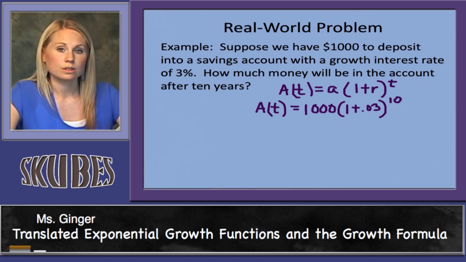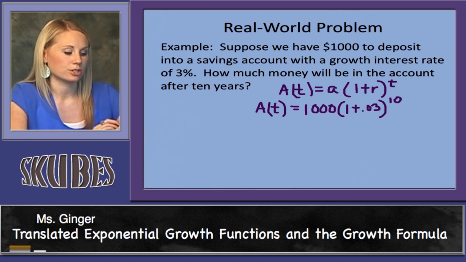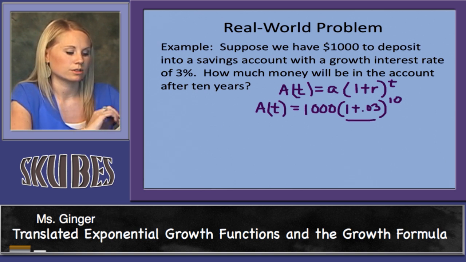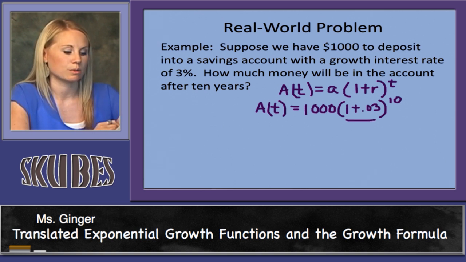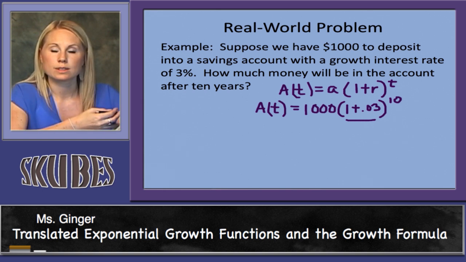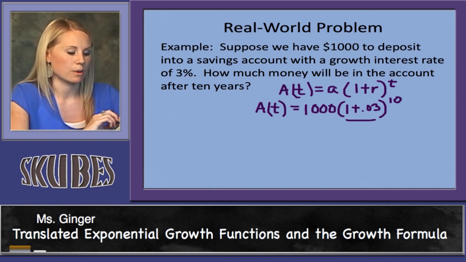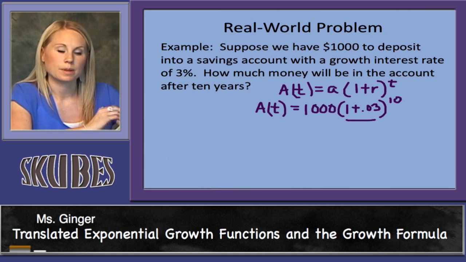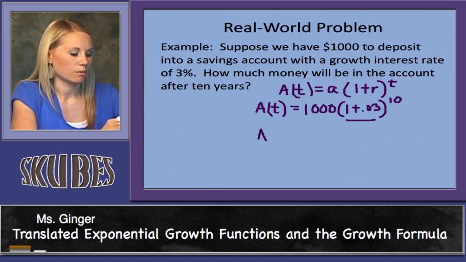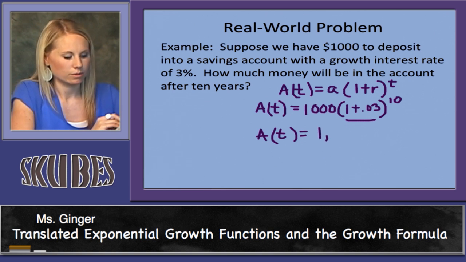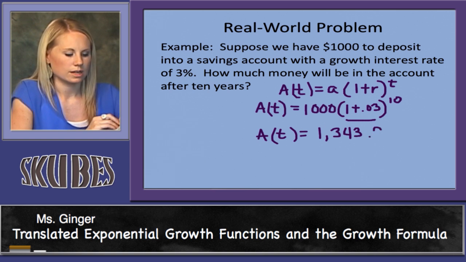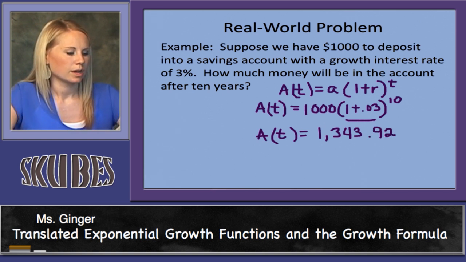Okay, to do this, we want to make sure we do the correct order of operations. So we're going to work inside parentheses first, adding that up, 1.03. Then we're going to raise that number to the 10th power. We need to take care of the powers first, and then we can multiply by 1,000. And when we do that, we should come up with an amount around $1,343.92 approximately. So pretty neat. We can see that with that rate of growth, we've earned around $343.